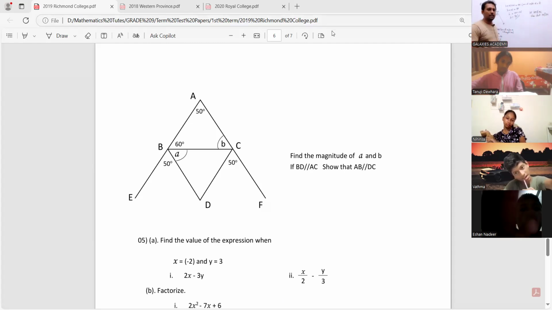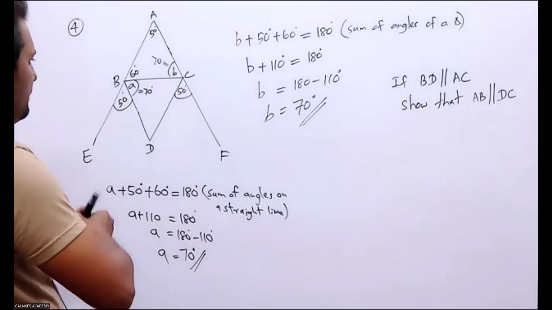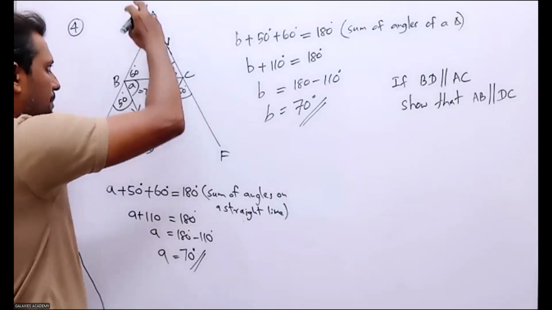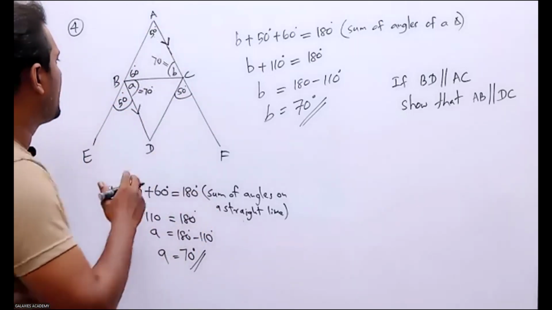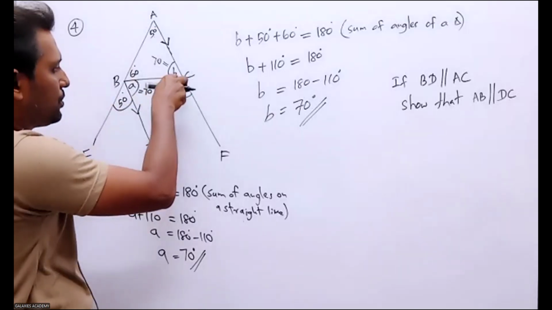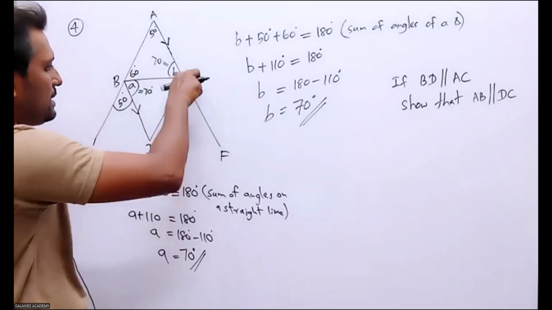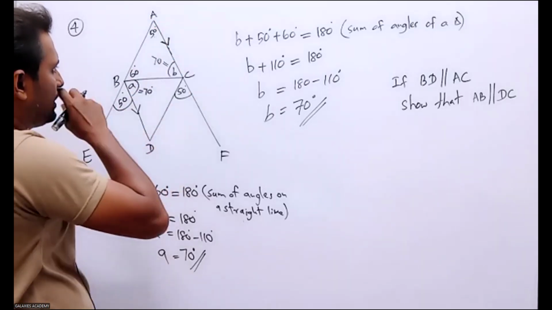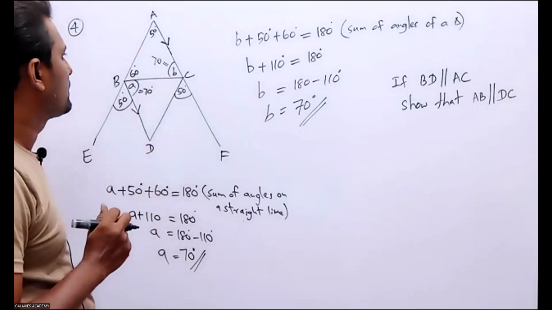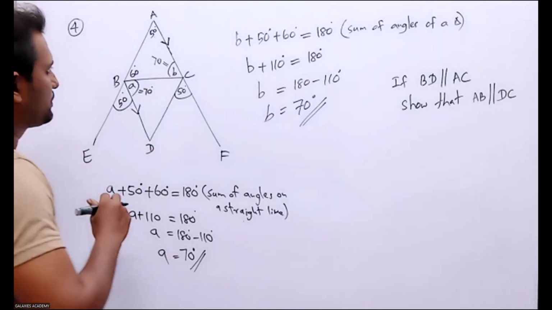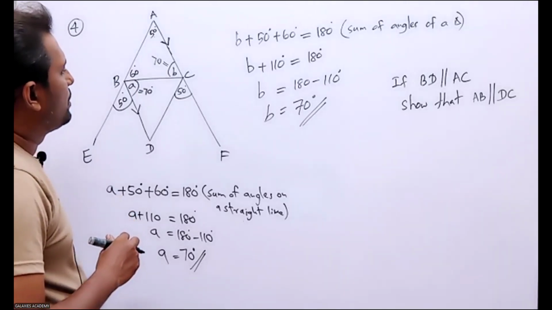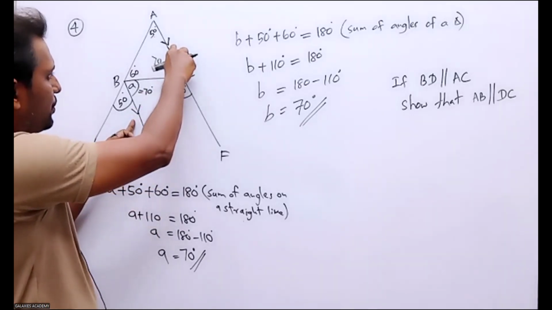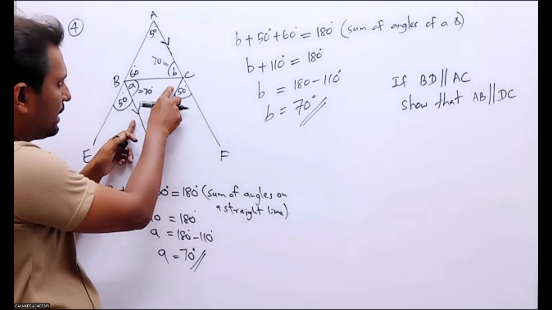Look at how this is done. If BD is parallel to AC, BD means this one, no? If BD is parallel to AC, you have to show that AB is parallel to DC, right? It should be CD; AB parallel to CD. Okay, we have to show that these two are parallel. Right, how do we do this? If these two are parallel, you can find the magnitude of this angle, no?